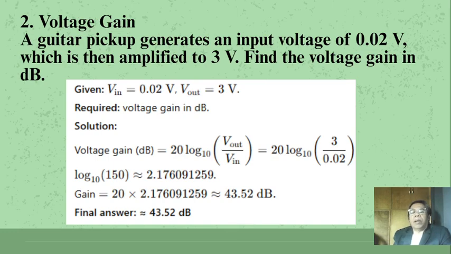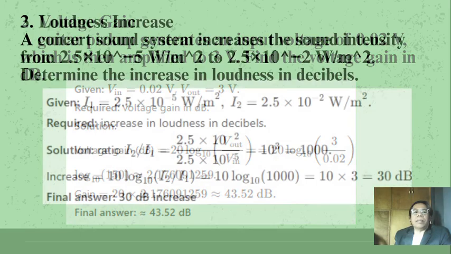So using the formula, voltage gain in dB is equal to 20 log of V out over V in. So substitute the given data and the final answer is 43.52 decibels.